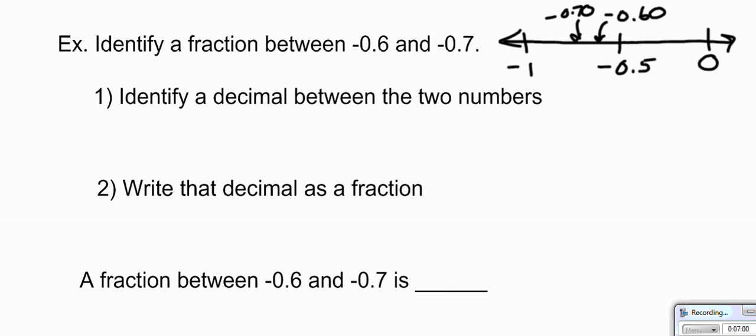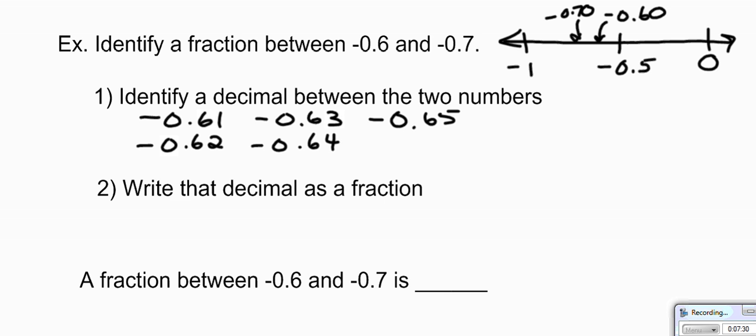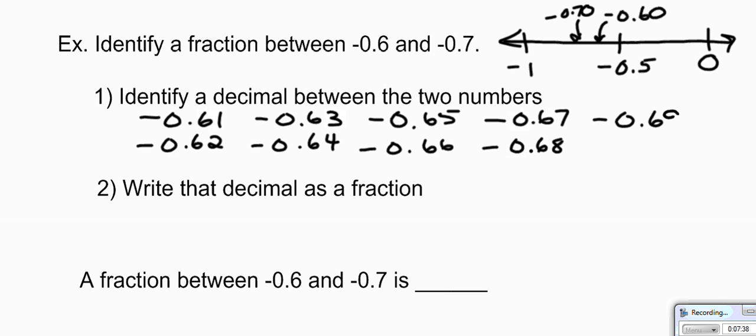Well, now that we think of them as 60 and 70, you should hopefully think of 9 other numbers that come in between them. Take a minute, think about it. Okay, so hopefully you came up with a decimal like negative 0.61, negative 0.62, negative 0.63, negative 0.64, 65, 66, 67, 68, or 69.